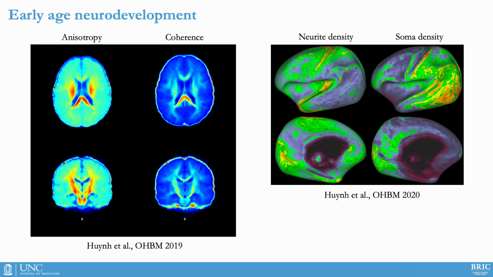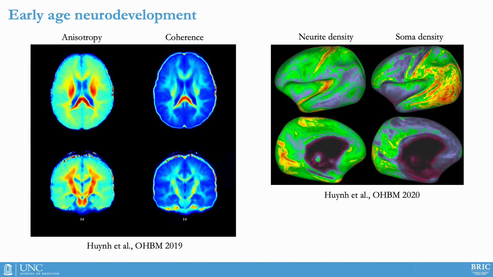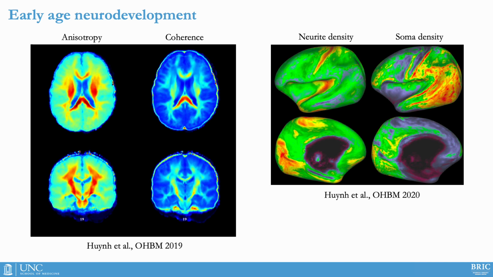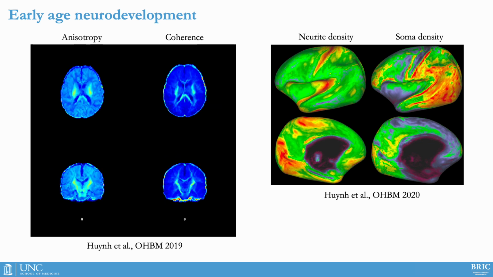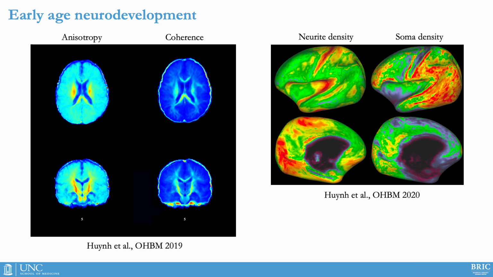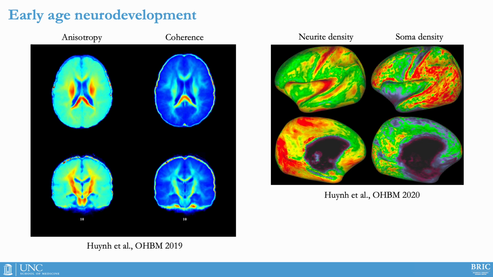On the right are the cortical neurite and the cortical soma density changes over the first 2 years of life. We can clearly see the pattern of the somatosensory, the motor, and the visual cortex, which are in charge of very crucial early brain function.